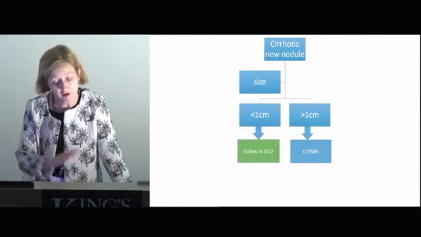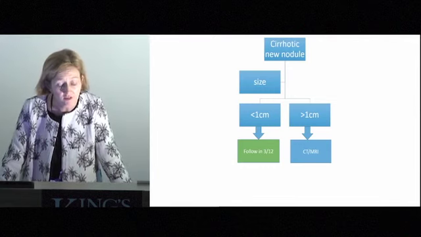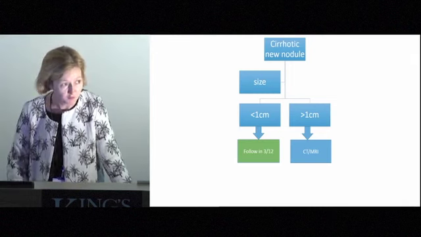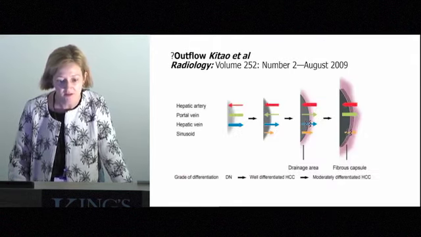Cirrhosis and a new nodule, we've heard about this, and size is the important thing here. If the lesion is less than 1 centimetre, it's unlikely to be malignant, and we would follow it up at 3 months, earlier than our normal follow-up time. If it's greater than 1 centimetre, then we're concerned.